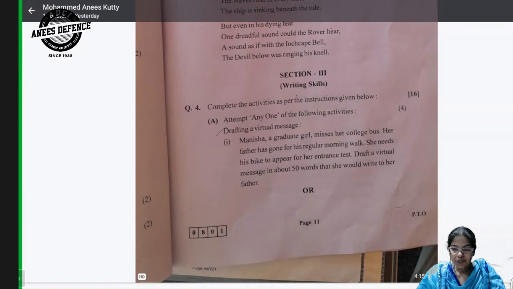So today I'm going to take you through the section 3 part of your writing skills paper. I'm sure you tried your best. Let's go over the sections one by one and we'll discuss in detail as to what was expected.